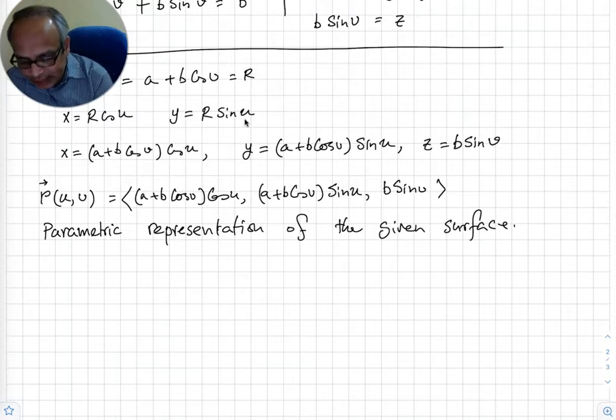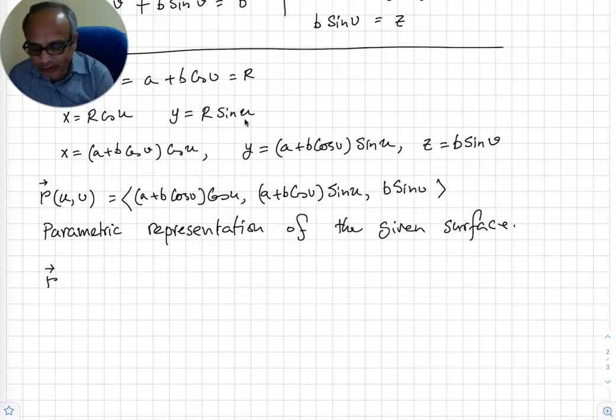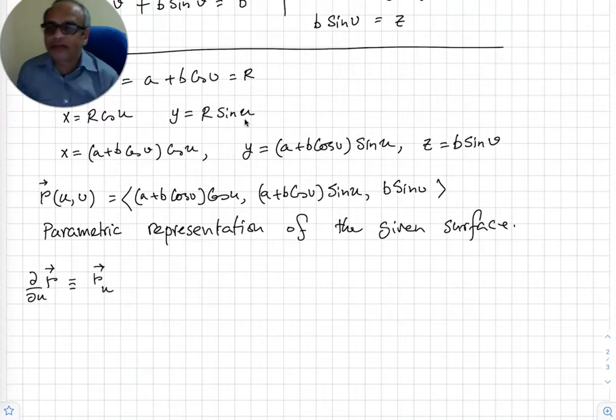So let's take this vector function r and differentiate with respect to u. Very conveniently I can write that vector r sub u is the partial derivative of r with respect to u. And you know that when we take the partial derivative with respect to u of a multivariable function, the other variable, v, we assume is constant.